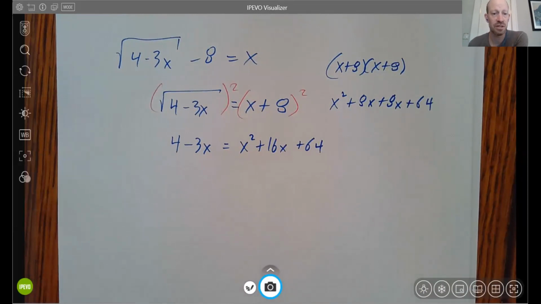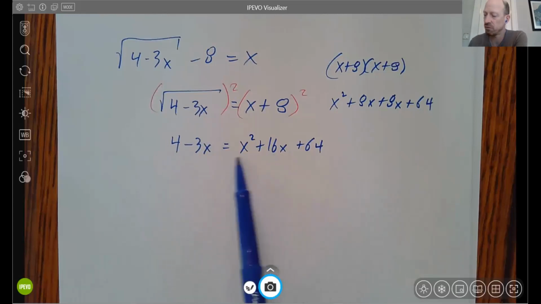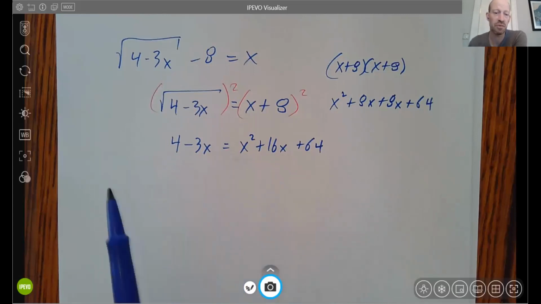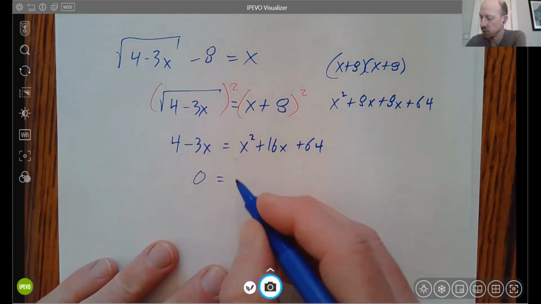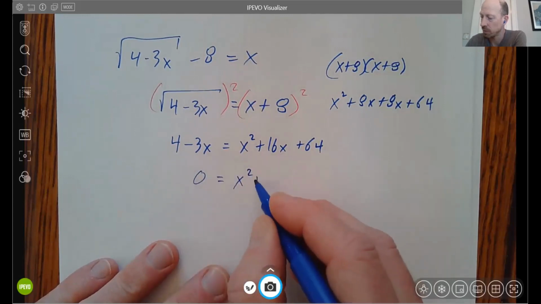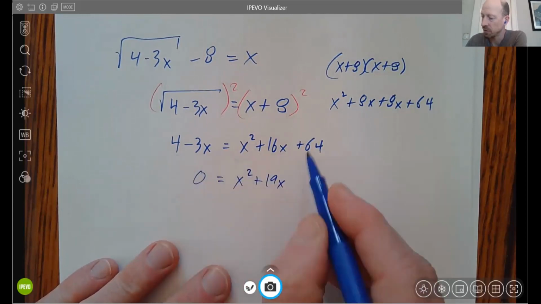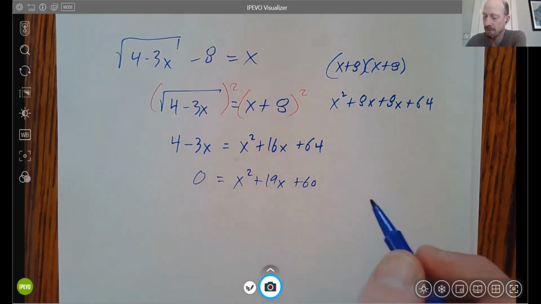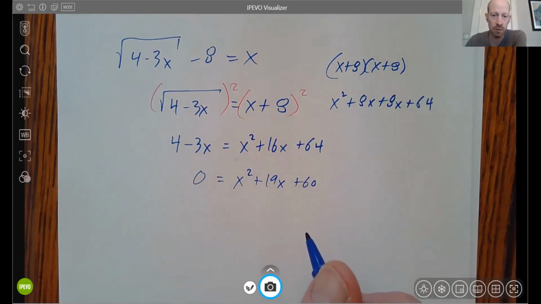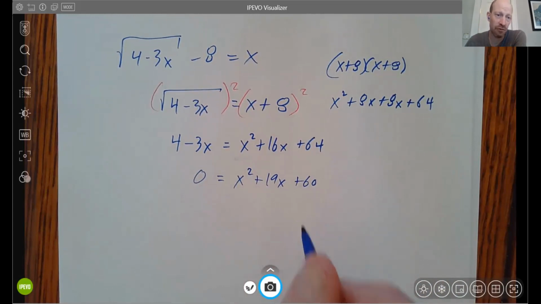So this is better here because there's no square root anymore, but it is, notice, a quadratic. That's fine, but it's going to take me a little bit of work to do the quadratic. I've got to set it equal to 0. So when I add that over, I'm going to get 19. When I subtract that, I'll get 60. And now I want to try and factor that.